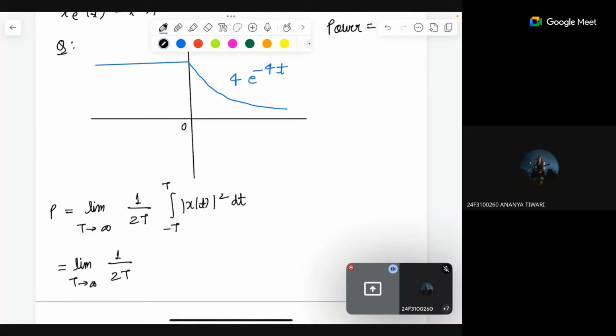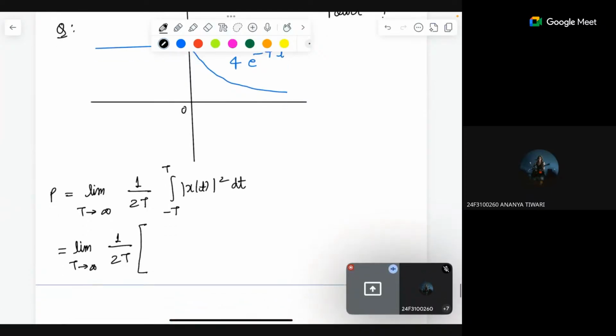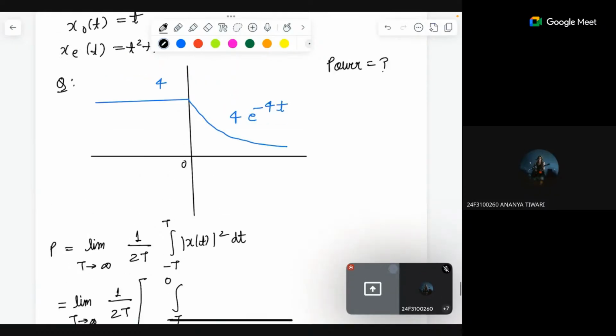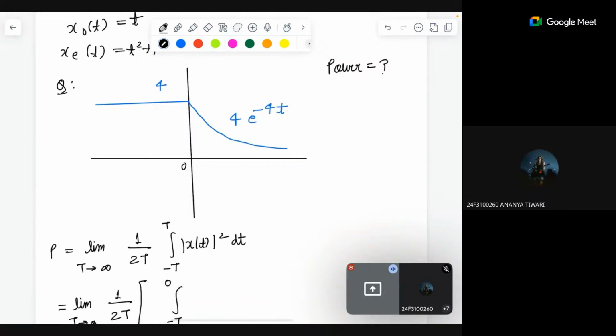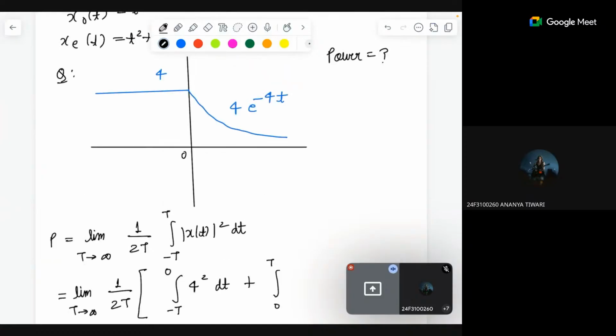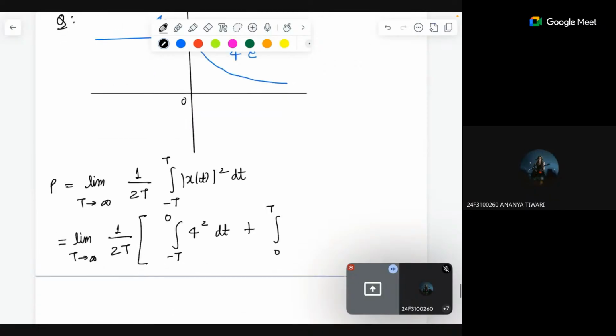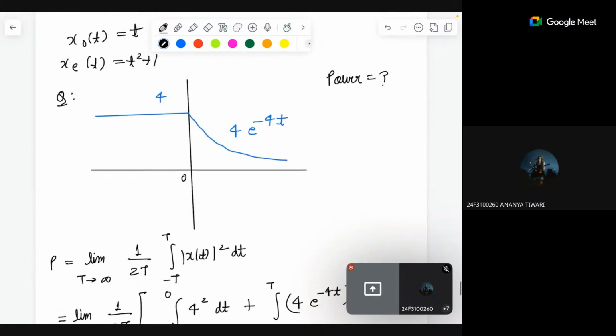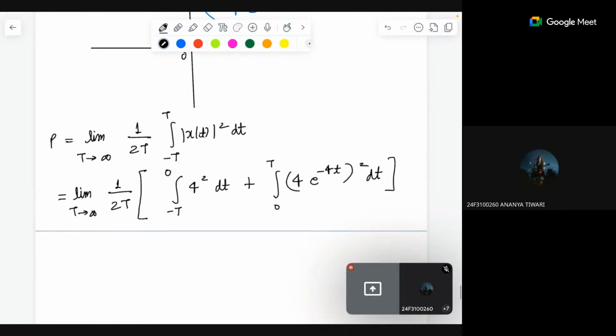So this is the formula. Now let us break the integral since there are two different signals. So from minus t to 0, xt is 4, so the magnitude is 4, 4 squared. So I will take 4 squared dt plus 0 to t. Then from 0, the signal becomes 4 e raised to the power of minus 4t. So I will square this: 4 e raised to the power of minus 4t, squared, dt. This step is clear? Yes, ma'am.